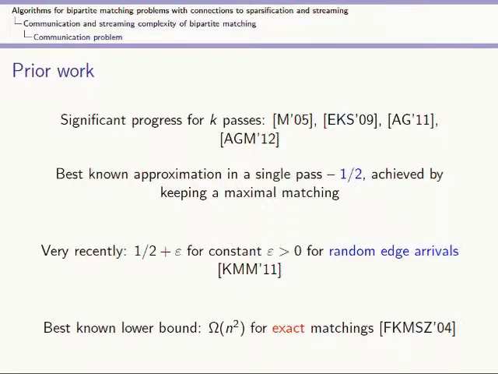So there is some prior work on this problem. There has been significant progress on approximating matchings in the streaming model in k passes, but for k greater than 1. For a single pass, the best known approximation is still 1/2, and achieved by the trivial algorithm that just keeps a maximal matching. This was very recently improved to 1/2 plus epsilon for a small positive constant epsilon, but this is under an additional assumption that the edges arrive in a random order in the stream. And we're interested in the case when the arrival order is adversarial. This is Konrad, Magniez, and Mathieu, very recent, maybe a month or two ago.